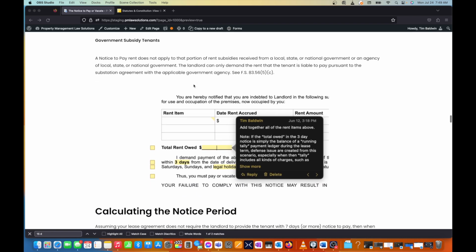Government subsidy tenants, there are specific rules as it relates to them. As of the date of this video, we don't really have any government subsidy tenants. But if we did, we would have to follow the specific rules as it relates to notices to pay to those tenants. You cannot demand in those notices the money that the government is responsible to pay for. Rather, it's only what the tenant is responsible to pay for, their portion of rent liability.